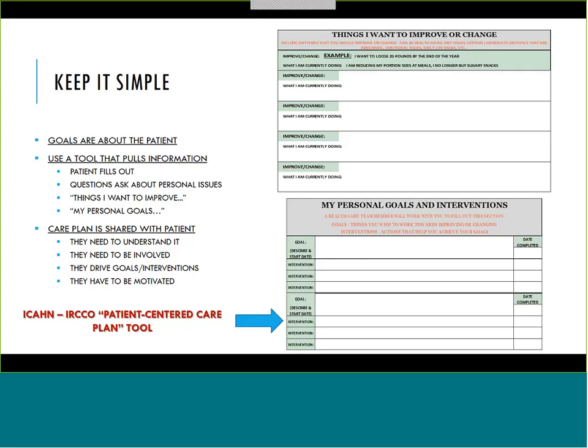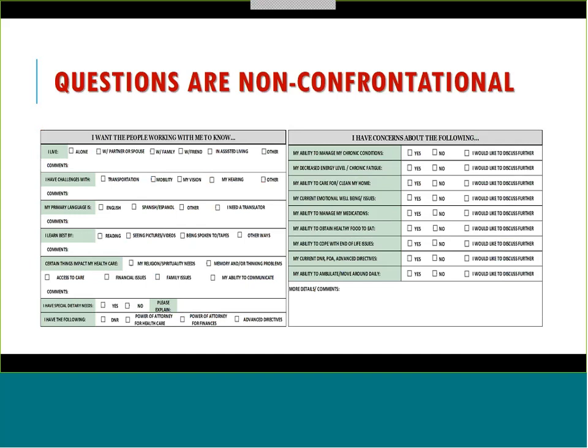So if you're using a tool that pulls that information, it's simply better than just asking, so what do you want to do? What do you want to do in your home? What should we do? This tool, and I'm going to share some more sections, will slowly pull information from them so that those things that they can identify when you ask, you can identify in those different sections. As you see, My Personal Goals and Interventions, this is actually a section you would fill out with them based on the information we're about to look at.